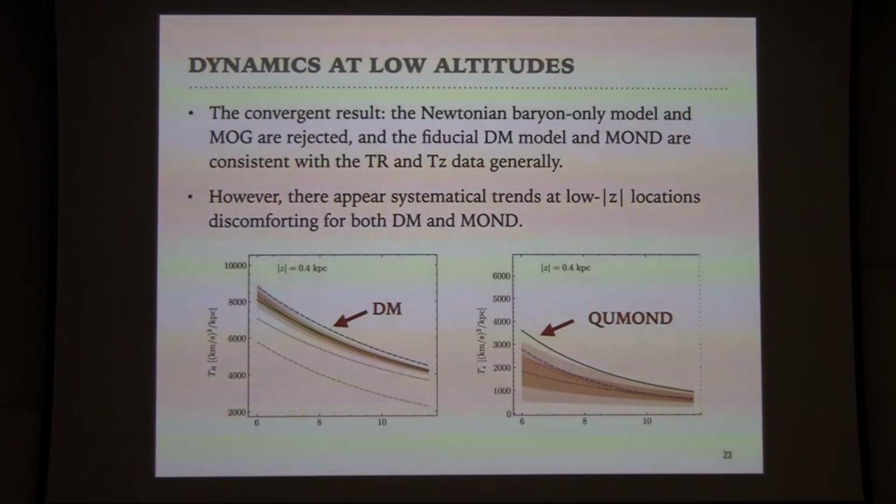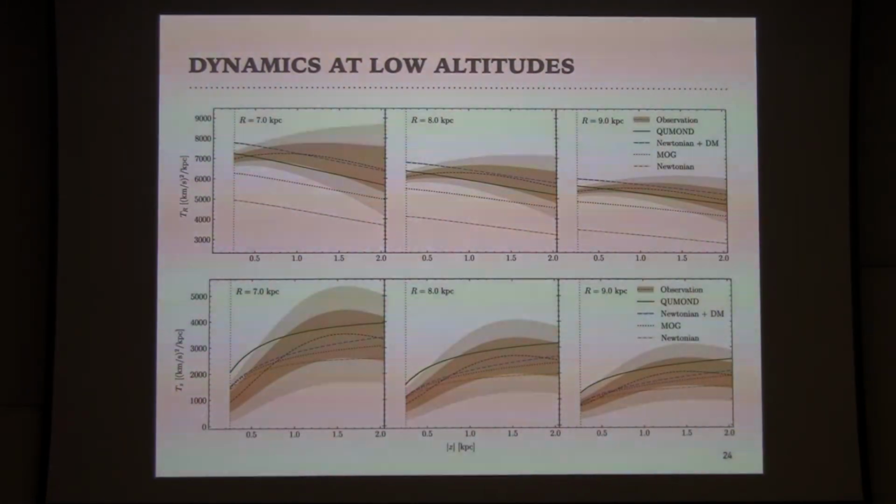So now our convergence results show that the fiducial dark matter model and QUMOND generally agree with the TR and TZ data. However, we find systematic trends at low Z locations that pose concerns for both dark matter and QUMOND. To delve deeper into these issues at low Z locations, we further examine the TR and TZ tests as a function of R at 3 different positions of 7, 8, and 9 kiloparsecs.